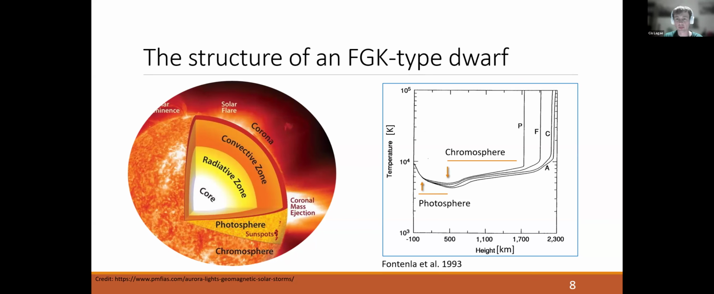And then you end up at the corona at much higher heights. So this 500 kilometers will come back later, just a number to keep in mind. This is roughly the transition between photosphere and chromosphere for the sun. So for our purposes, we really only want to know what happens in the photosphere and the lower end, so the first 100 kilometers.